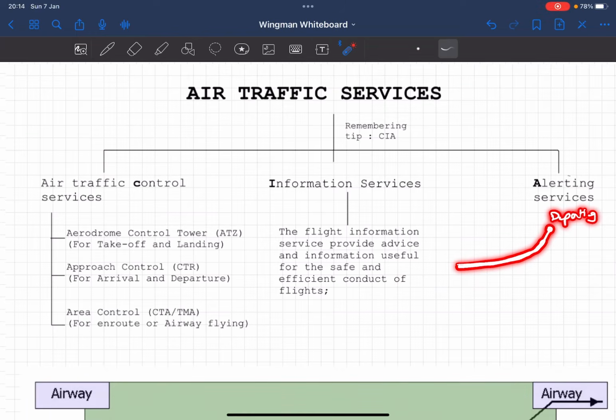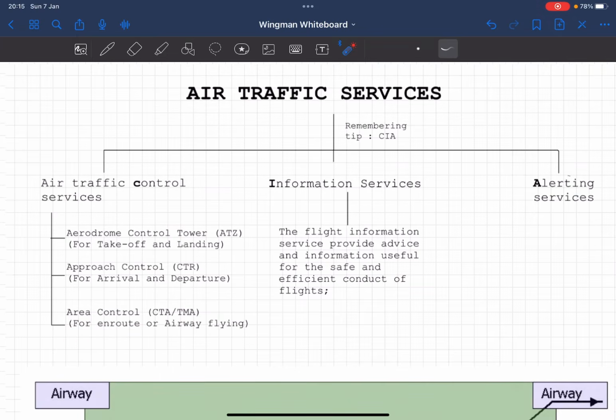Now, approach will take care of us. Approach will make sure we end up climbing, or whatever further instructions there are after the takeoff is taken care of by the approach. We'll study this in a little more detail in a few seconds. Then we have the area control. What is the area control? It is for en route or airway flying.